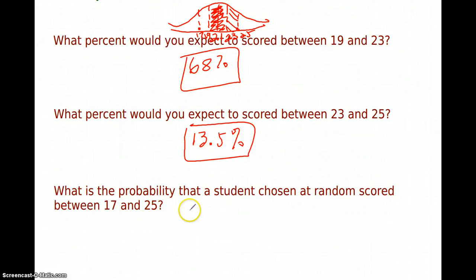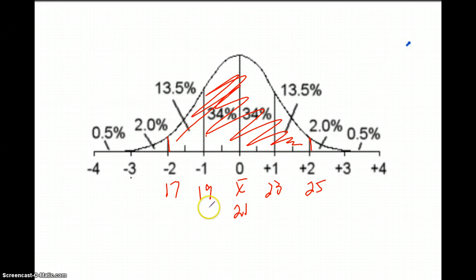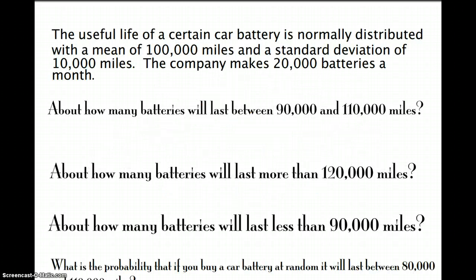Okay, and then the last one, what's the probability a student chosen at random is between 17 and 25? So looking back at our normal graph, in between 17 and 25 would be within 2 standard deviations of the mean. So adding these together, we would get 95. All right, the next example, it says that this is normally distributed.